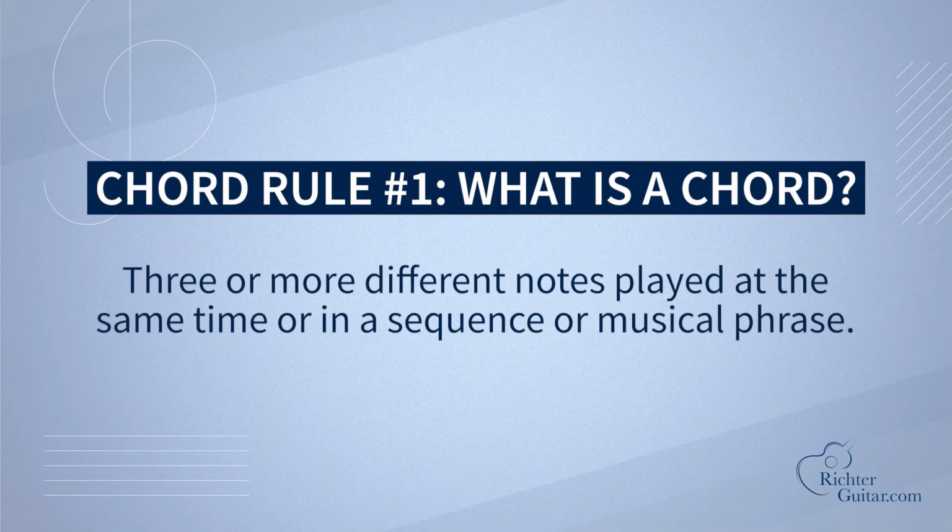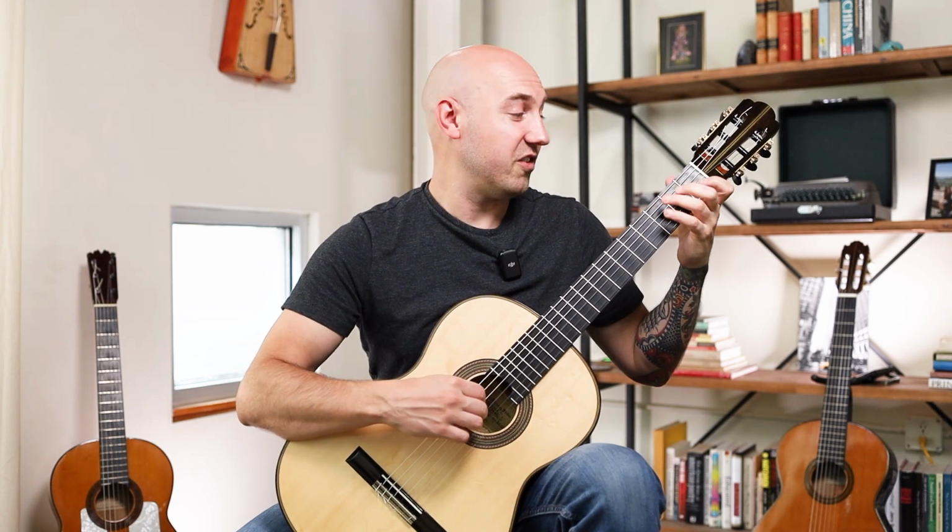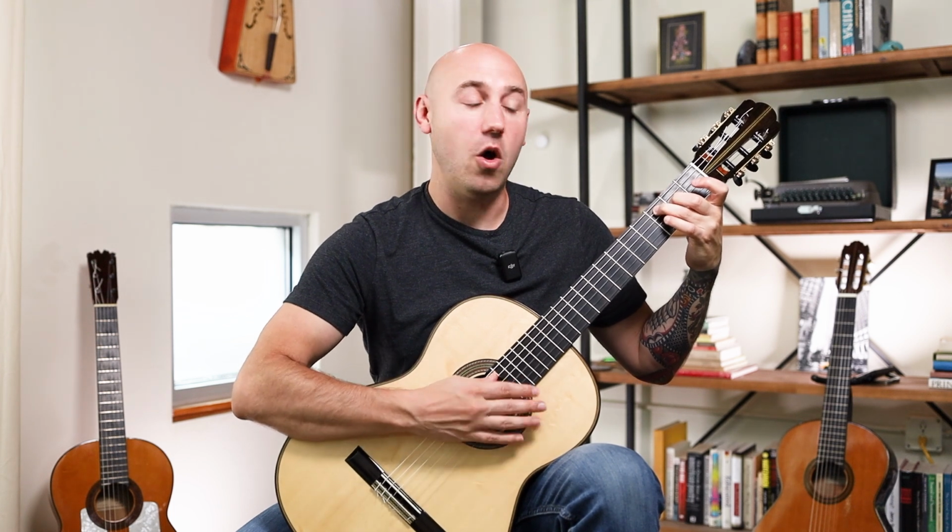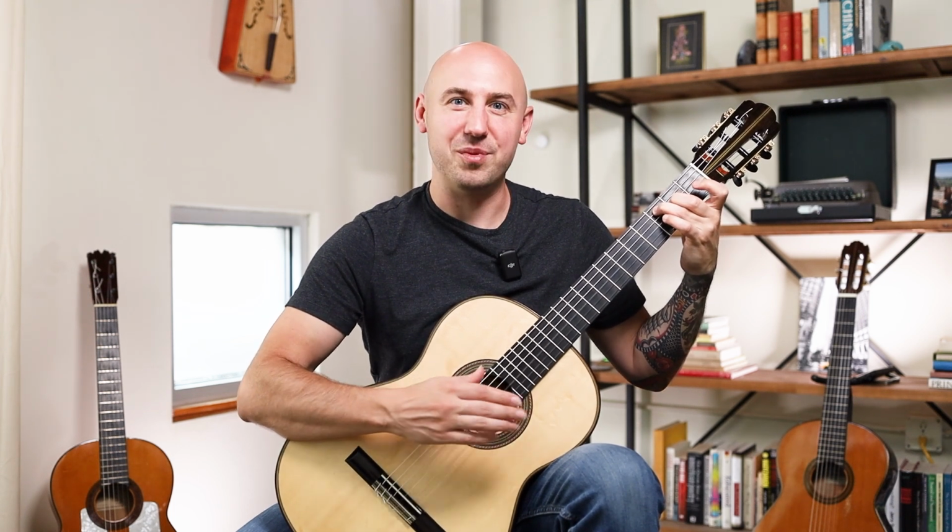The basic definition of a chord in music is 3 or more different notes played either at the same time, like this, or in a sequence or musical phrase, like an arpeggio. Those are the same 3 notes, just separated. But it's still a chord. In this case, it's the C major chord. C, E, G. We played the notes individually or as a group.